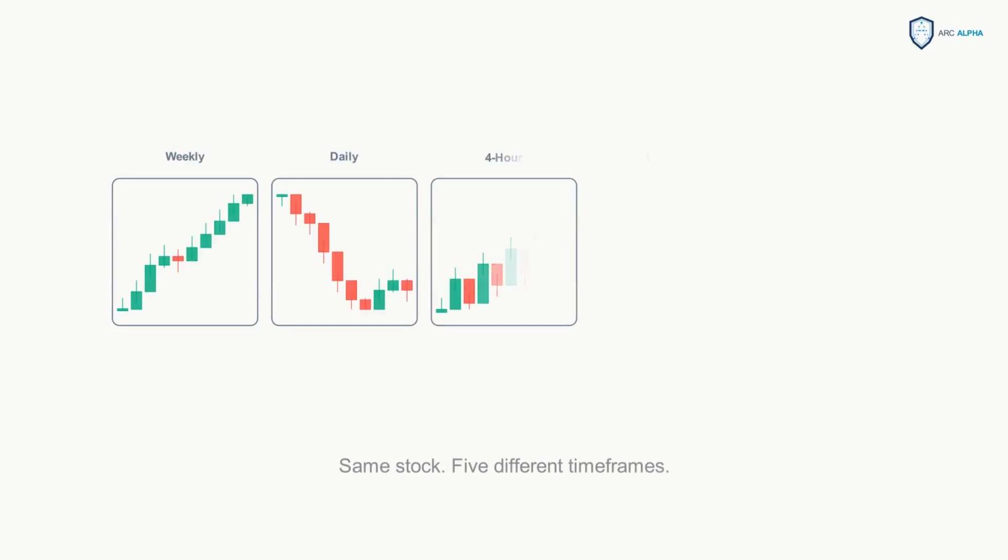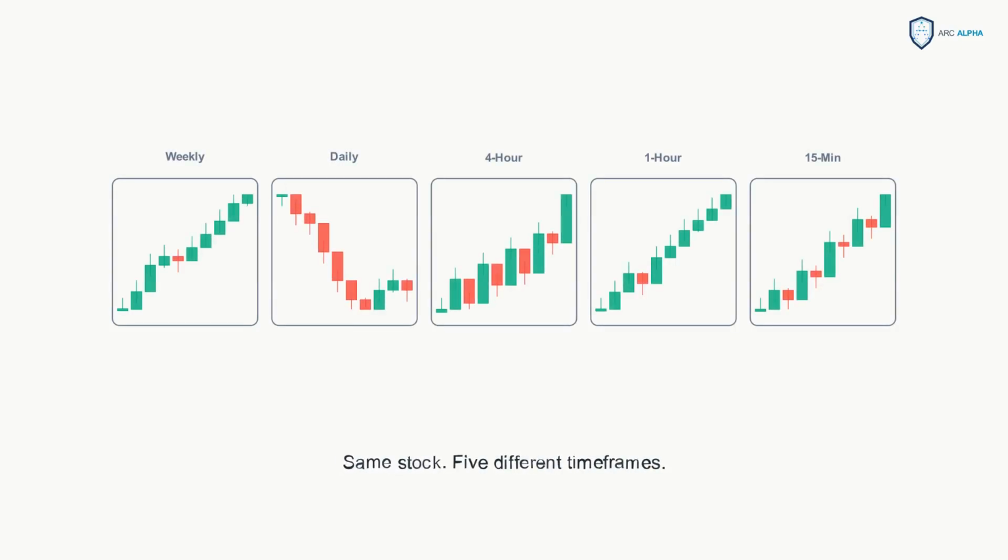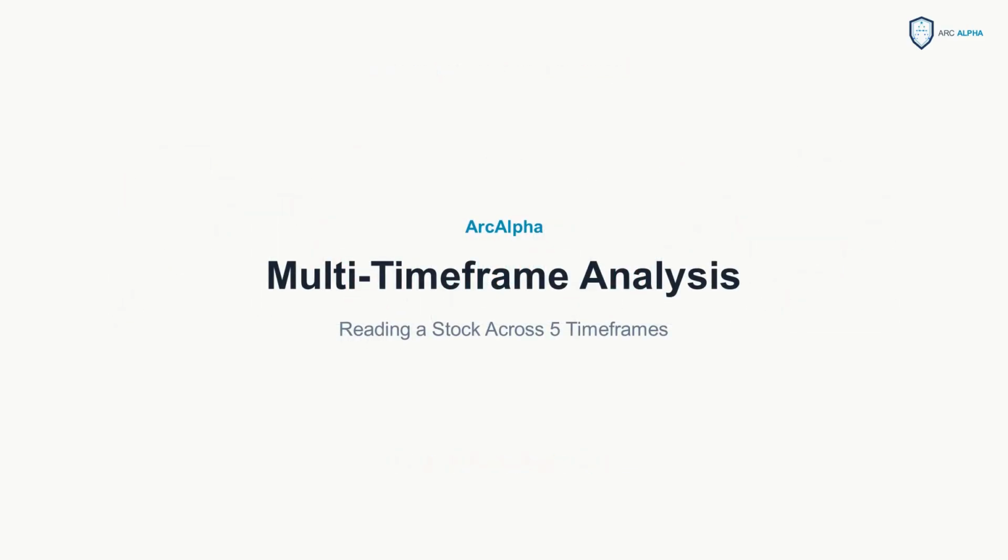Pull up the same stock on 5 different time frames. You'll see 5 different stories. The weekly looks calm, the daily looks broken, the 15-minute looks like a rocket. All of them are true at the same time. Today we'll learn how to read a stock across time frames, and why the chart you're staring at is only one slice of the picture.